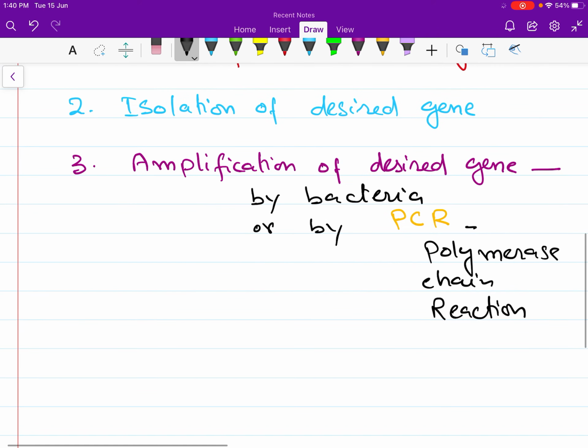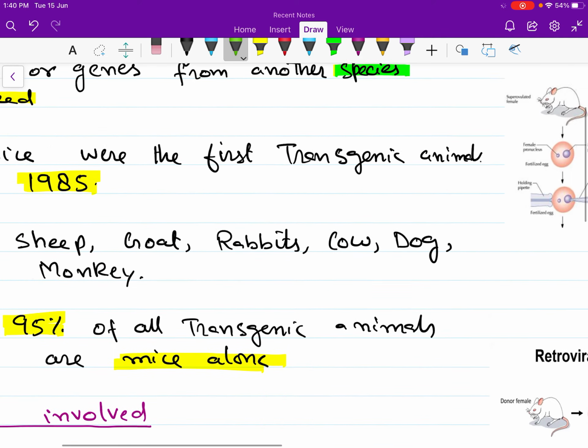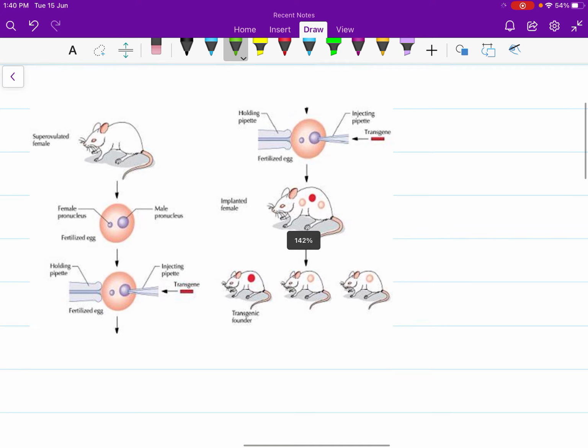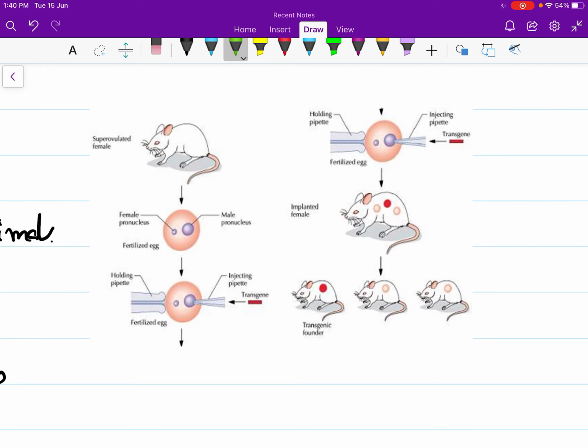Now the next step is the introduction of this foreign gene into the host. Now for this purpose, there are two options available. In the first option, as I can show you in the image here, first the females of the animal whose genome we want to modify are made to superovulate. For example, here is the transgenic mice, where the first step will be that the females will be superovulated.